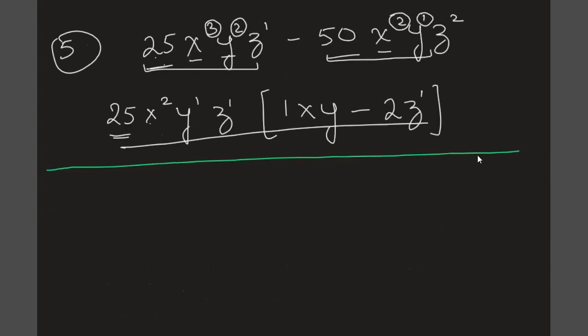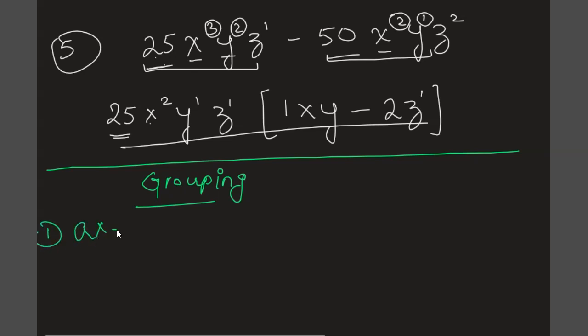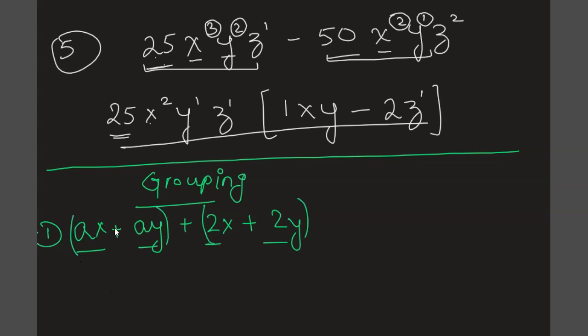There are more examples for common factoring where we have to do grouping first. Now, what is this method of grouping? Let's take up this example. If I have ax plus ay plus 2x plus 2y. Now, grouping is applicable when we are given 4 terms in a polynomial. All we have to do is just group the first 2 terms in a bracket and last 2 terms in a bracket. And now we will find out the common factor from the first bracket separately and the second bracket separately.